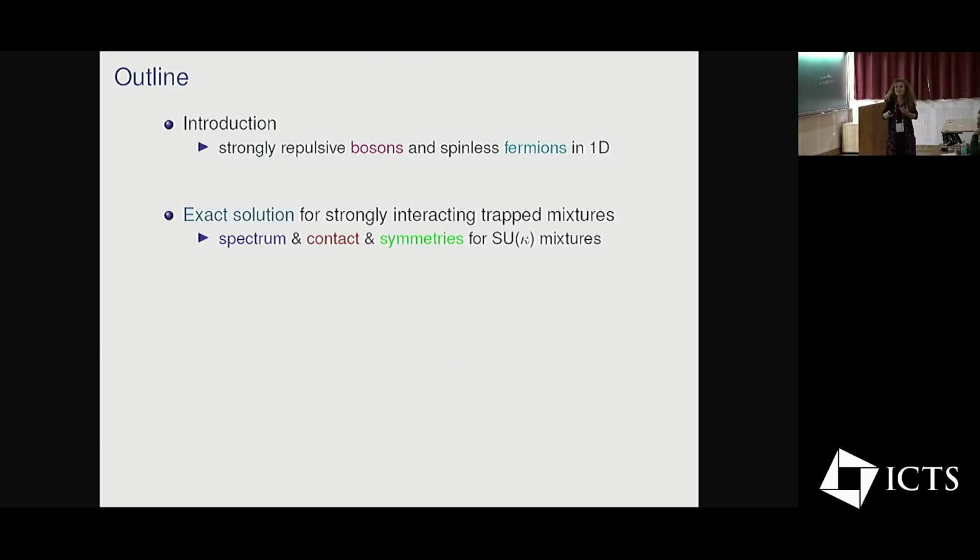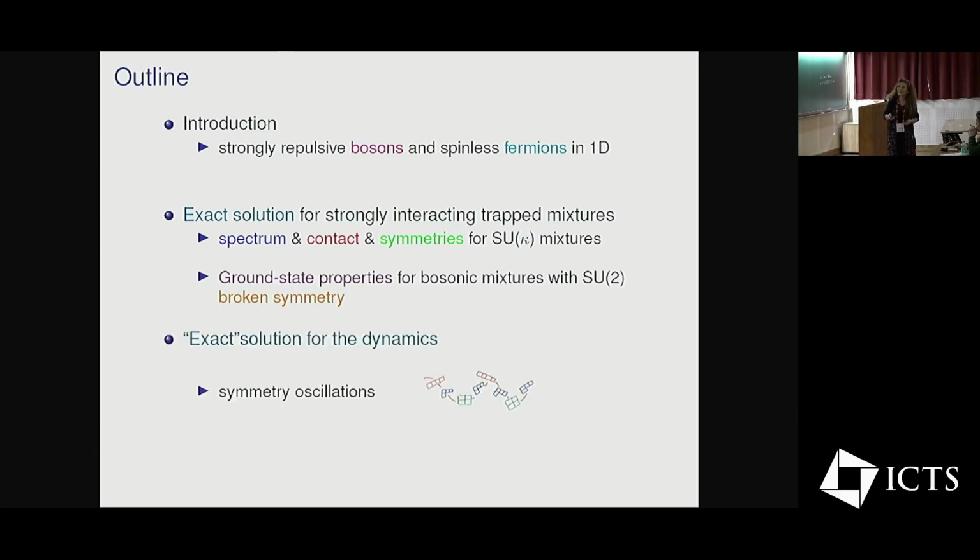And when you have an exact solution, you really can understand the physics, and you can understand the relation between the spectrum, the symmetries, and also the contact, a quantity that I will define later for a mixture where there is a permutation symmetry. It's also possible to understand what happens when you break this symmetry, on a property such as the ground state. And thanks to this mapping, we have an almost exact solution for the dynamics. And thanks to this, I will arrive to my story about the symmetry oscillation.